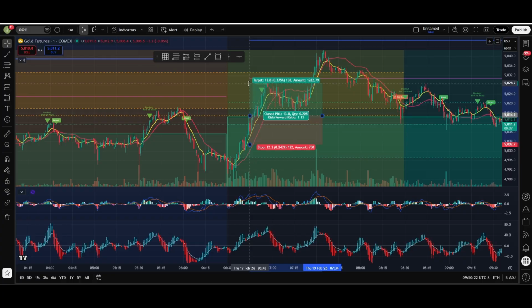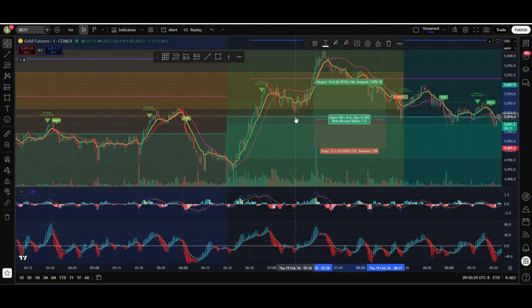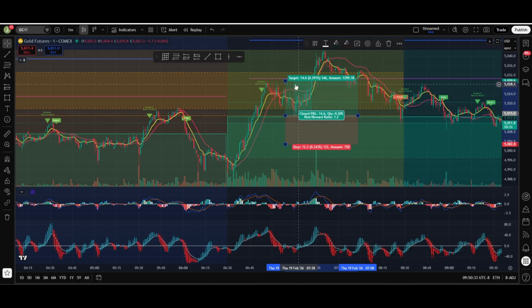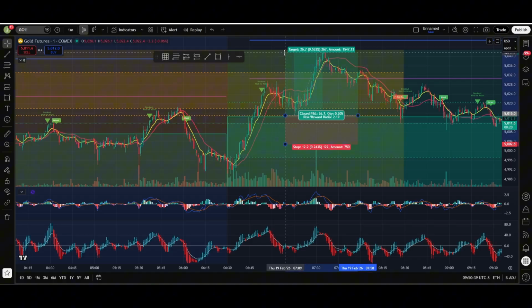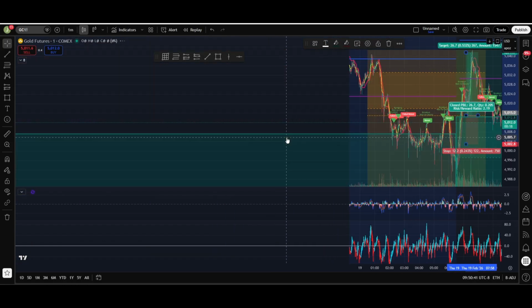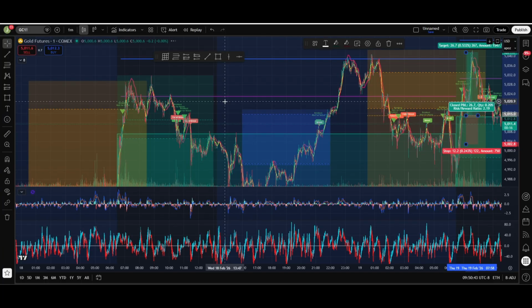And about 12 to 14 points, depending again where you enter. And then it reversed, came back down, retested the area, and then shot back up. And then finally hit the purple level for around 15 points. And then tried for blue, didn't quite get there, but a 26-point move. Very significant again on gold.